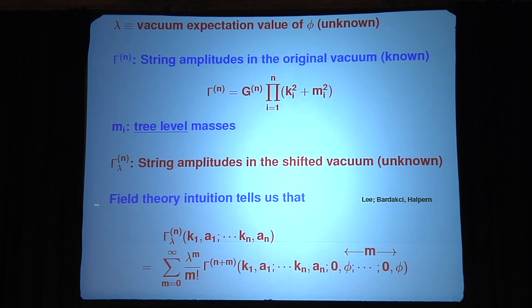Now, we use field theory intuition to relate the string amplitudes around the shifted vacuum to string amplitudes in the original vacuum, and the idea is that we should be able to get the string amplitudes in the shifted vacuum by making arbitrary number of insertions of the zero momentum phi fields in the original amplitude, weighted by appropriate factors, powers of lambda. So this then is our proposal for what we take to be the string amplitudes in the shifted vacuum.